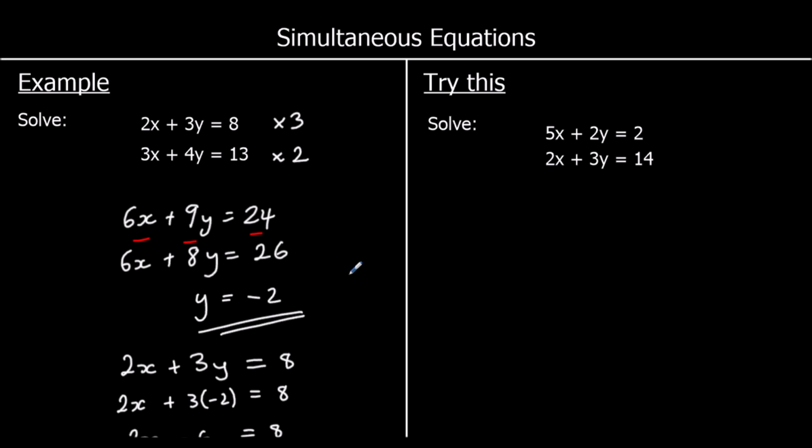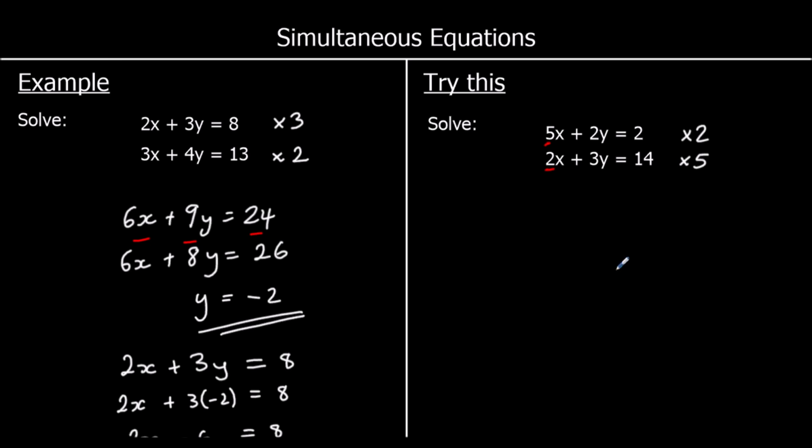And again, we need to either make the x's the same or the y's the same. So if I want to make the x's the same, I'm going to times the top equation by 2 and the bottom equation by 5. So you can see I had 5x and 2x, and I know I can make them both 10. If I do 5 times 2 and 2 times 5, they'll both be 10. So I'm going to multiply the entire top equation by 2 and the entire bottom equation by 5, and that will make my x's the same.